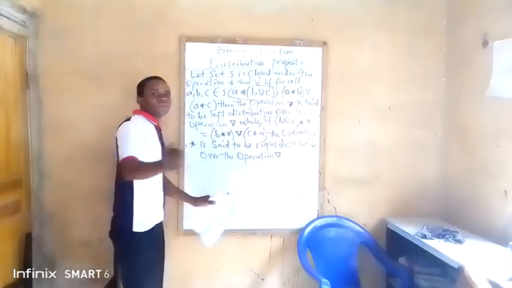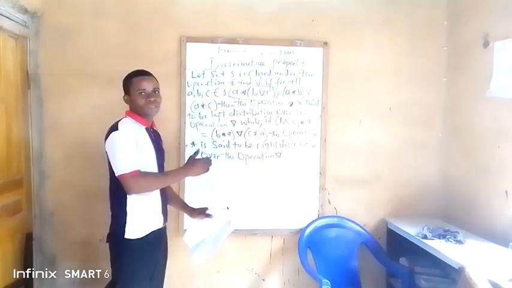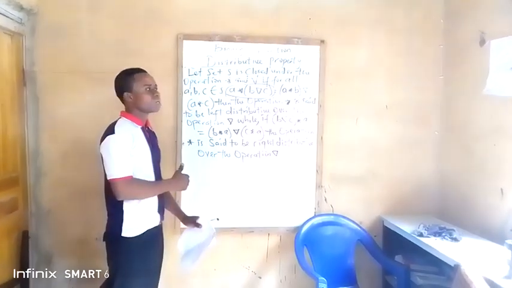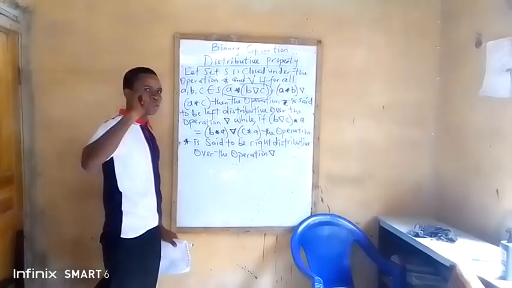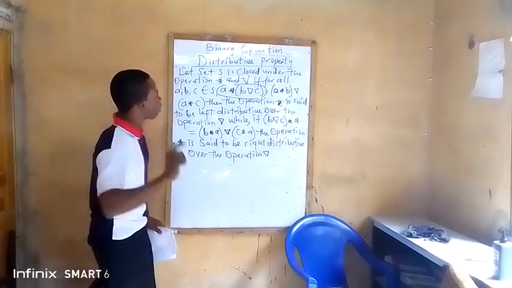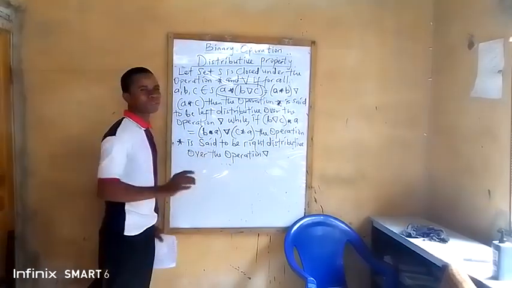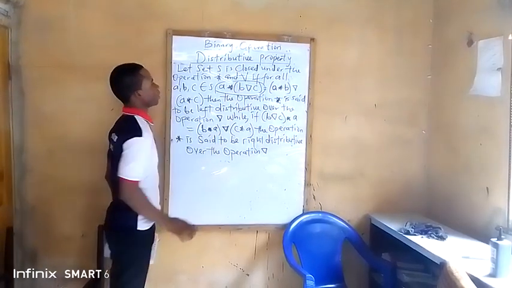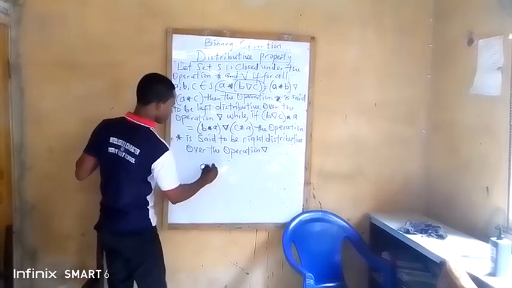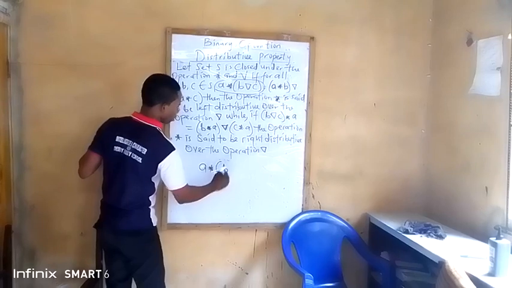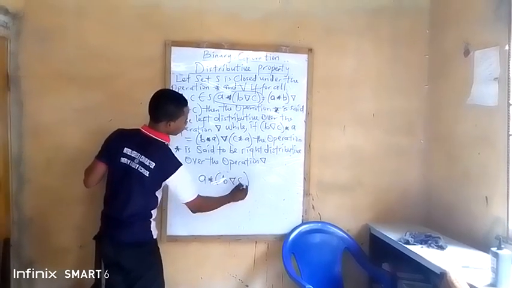But for all the other binary operation properties, is it commutative, is it associative, is it identity, is it inverse, all of them come with one symbol. But when you see distributive, it comes with two symbols, like you see here. And when you see it like this, A asterisk, open bracket, B for all C.